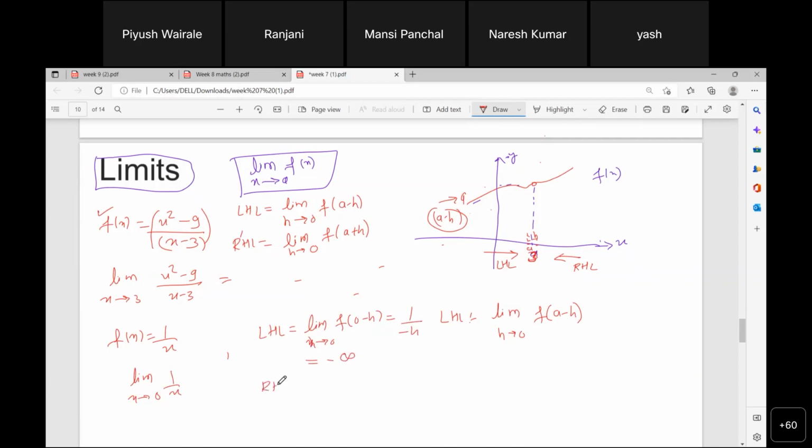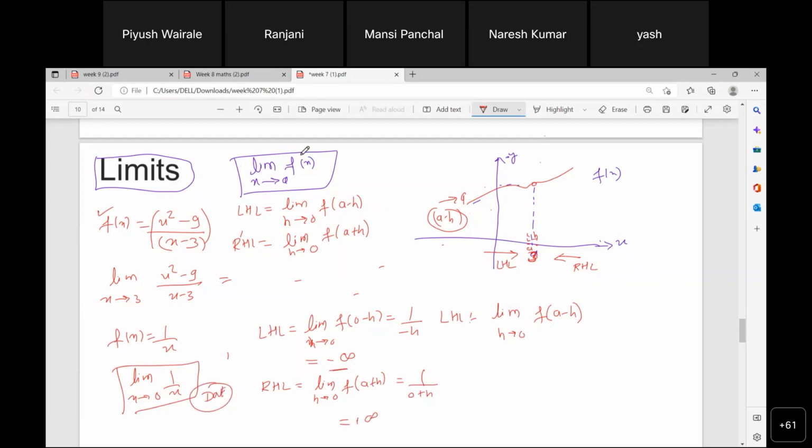From the right hand limit, what I will get: limit h tends to 0 f of 0 plus h, that is 1 upon plus h. So if I put h equals 0, I will get plus infinity. So this left hand limit is not equal to right hand limit. So I can say this particular limit does not exist, right?